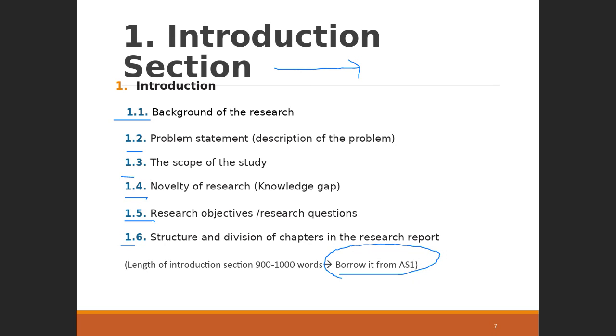But this is where your previous assignments can come handy, can become very helpful in writing your research report. So your introduction section has 6 parts. The first part of your introduction section will introduce the readers to the brief background of the research. It prepares the readers for more detailed and specific information that is given later.